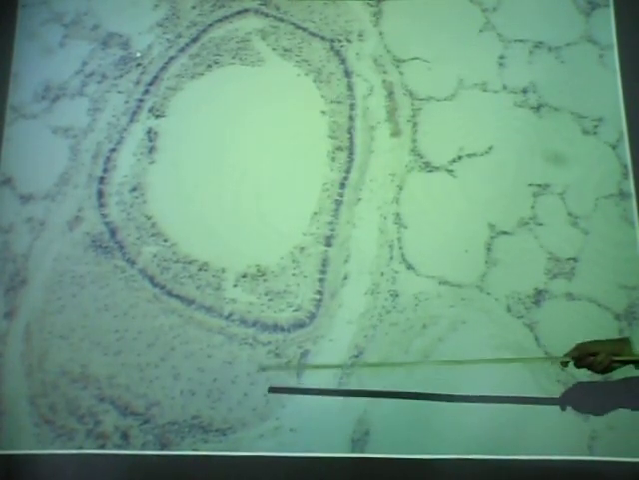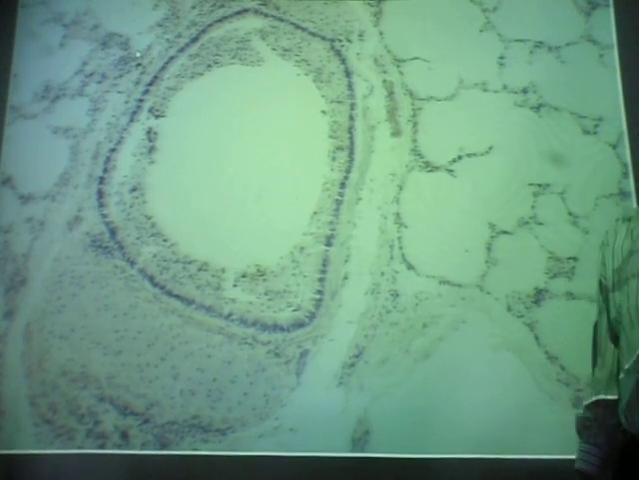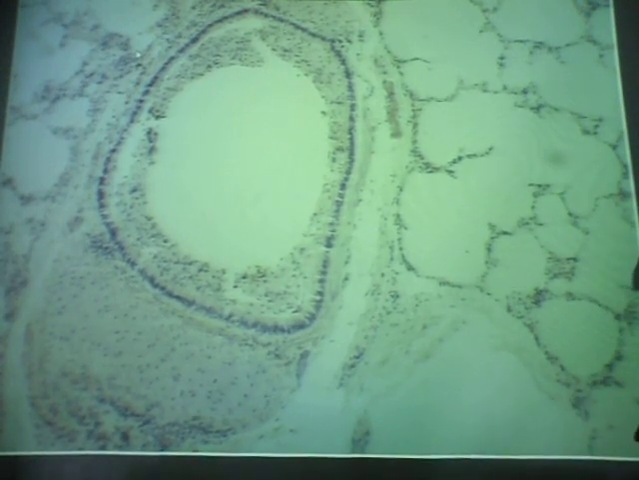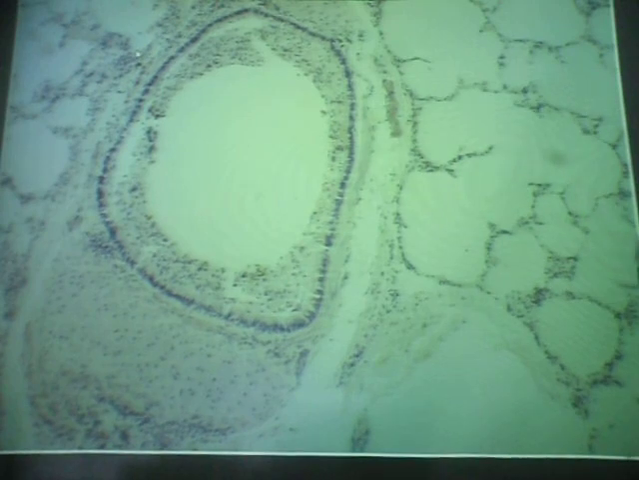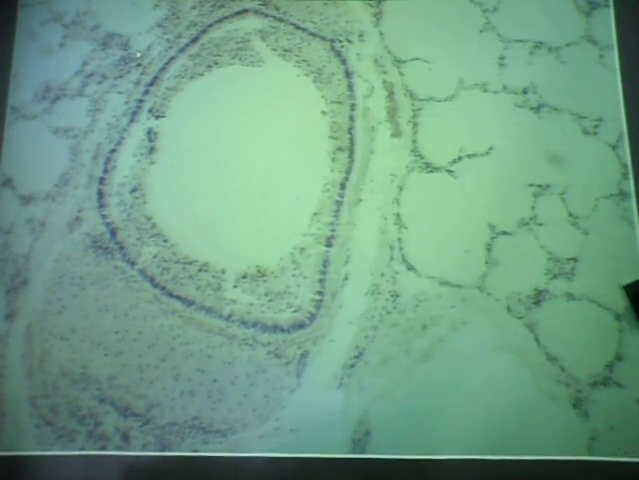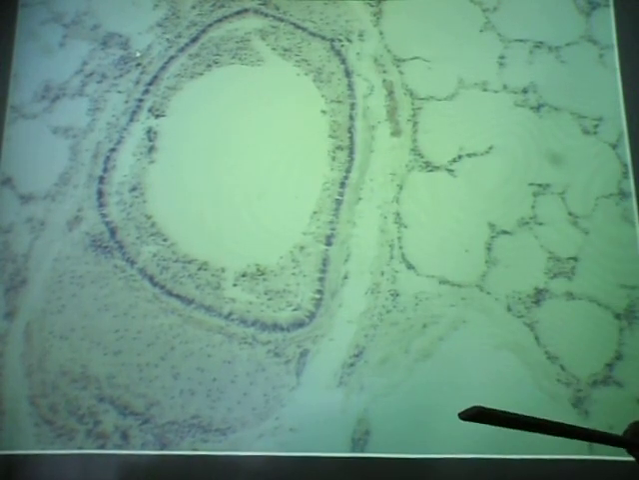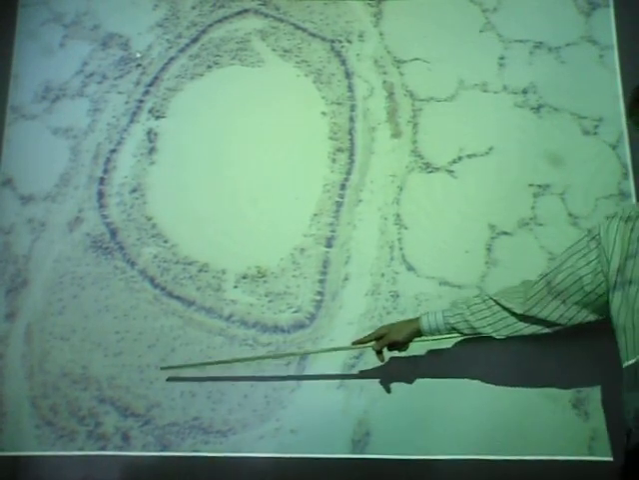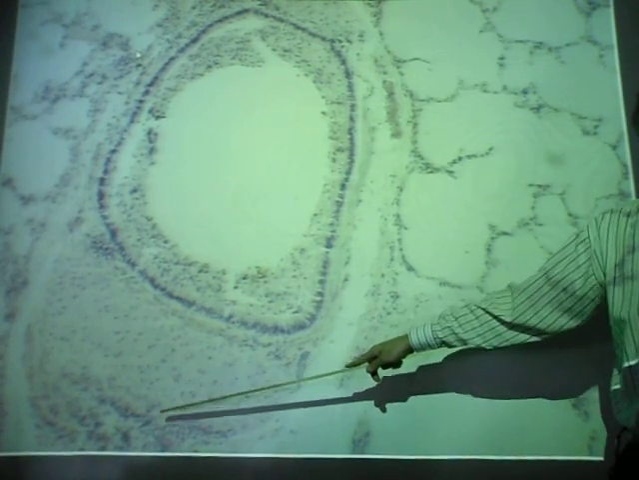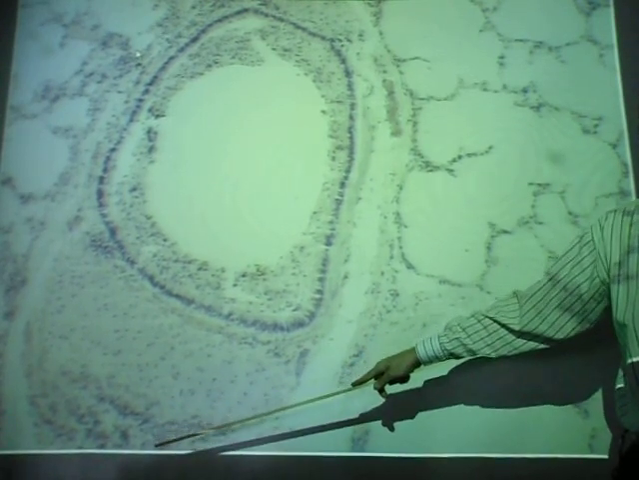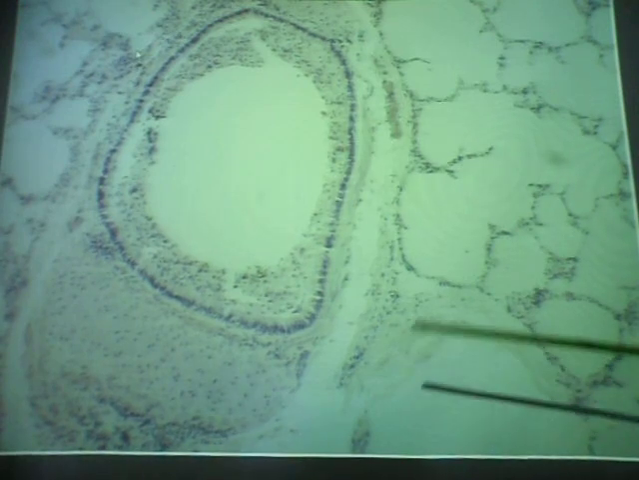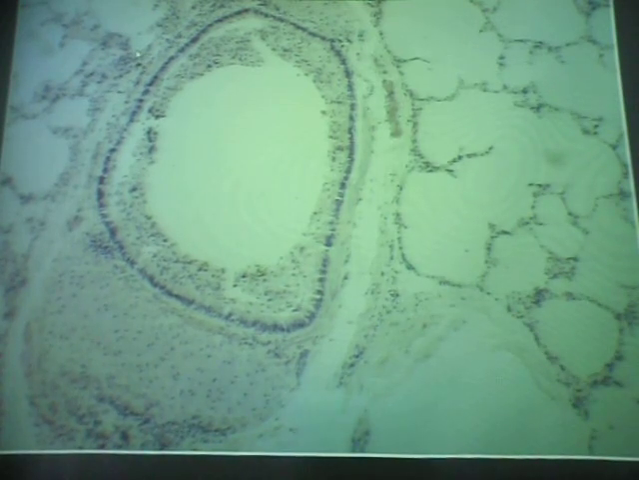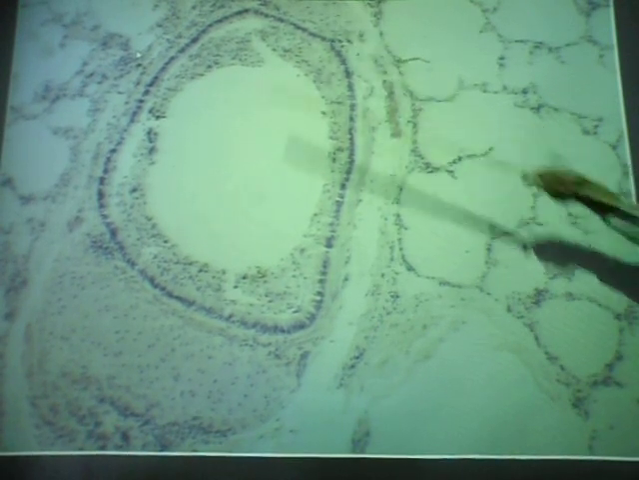It's got cartilage in the wall, which makes it a tertiary bronchus. Even though it's much smaller than the other one, the other one's cut more in longitudinal section, this one more in cross section. And again, you're going to see different sizes of tertiary bronchi because they branch into smaller and smaller ones. The key is, first of all, is there cartilage in the wall? If there is, it's a tertiary bronchus, regardless of size and shape. And again, you can see there's cartilage up here as well.